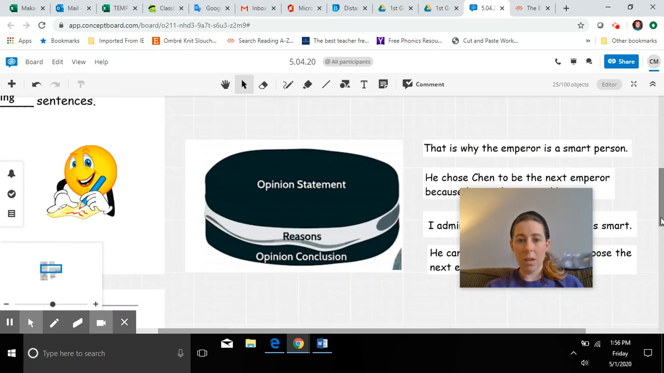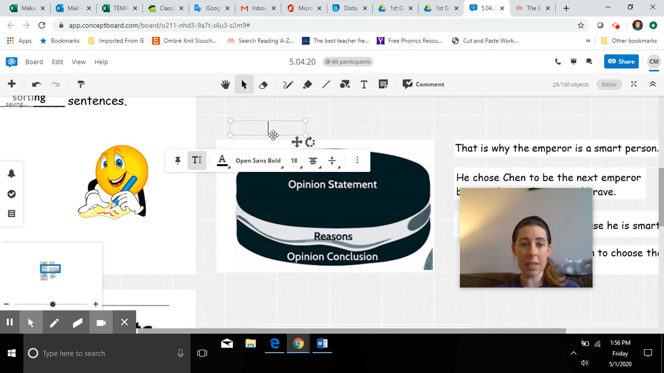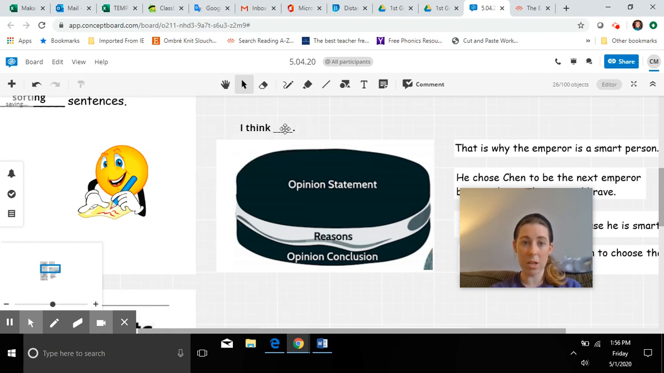When we're making an opinion paragraph, it should have 3 different parts. So we like to think of an Oreo cookie. The first part at the top of our Oreo is your opinion statement. Your opinion statement might start with I think, and then what you think about the character.